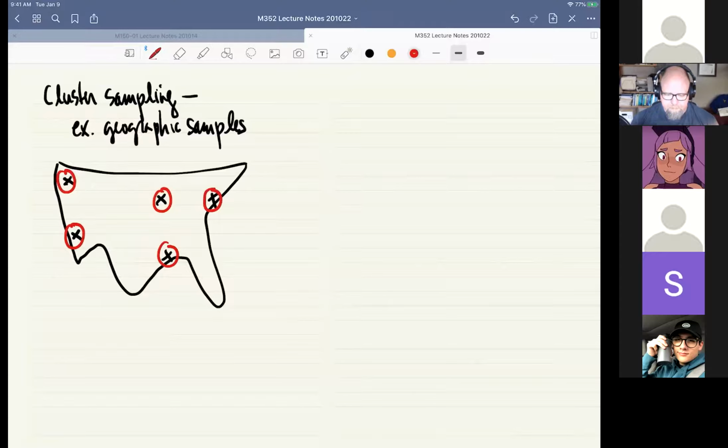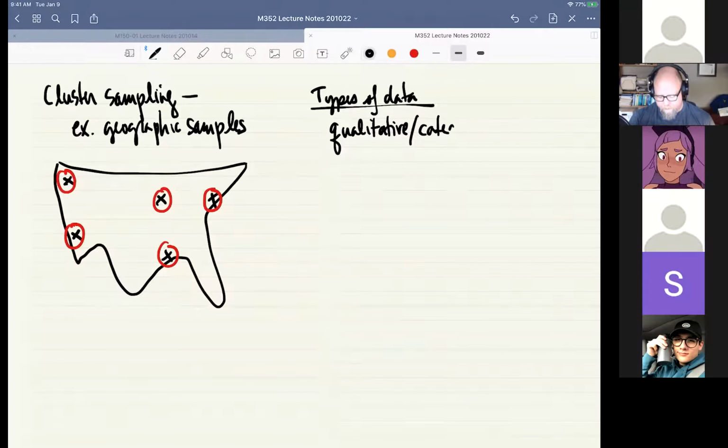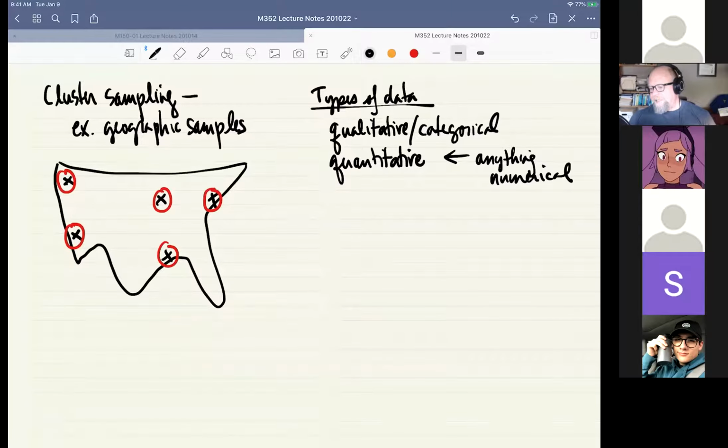All right. So when you do statistics, you're collecting data, and data really falls into two types: qualitative or categorical, and quantitative. The second of these, quantitative, basically think of it as anything numerical. Okay. Anything that comes about by some sort of measurement.